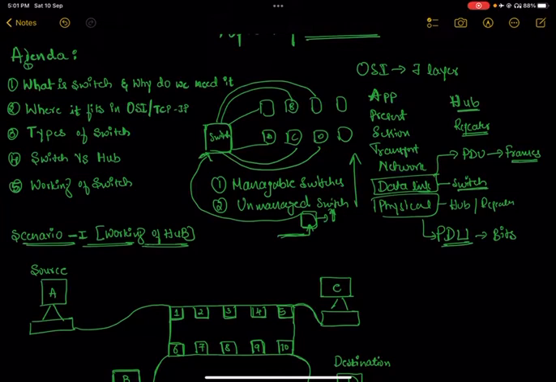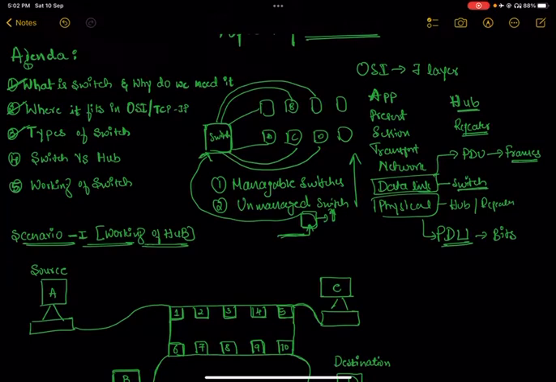We also have an L3 switch that fits into the network layer. We will talk about the layer 3 network in our next class. So moving on, we have now understood what a switch is and why we need it, where it fits in our OSI or TCP/IP model, and what the various types of switches are in the data link layer.